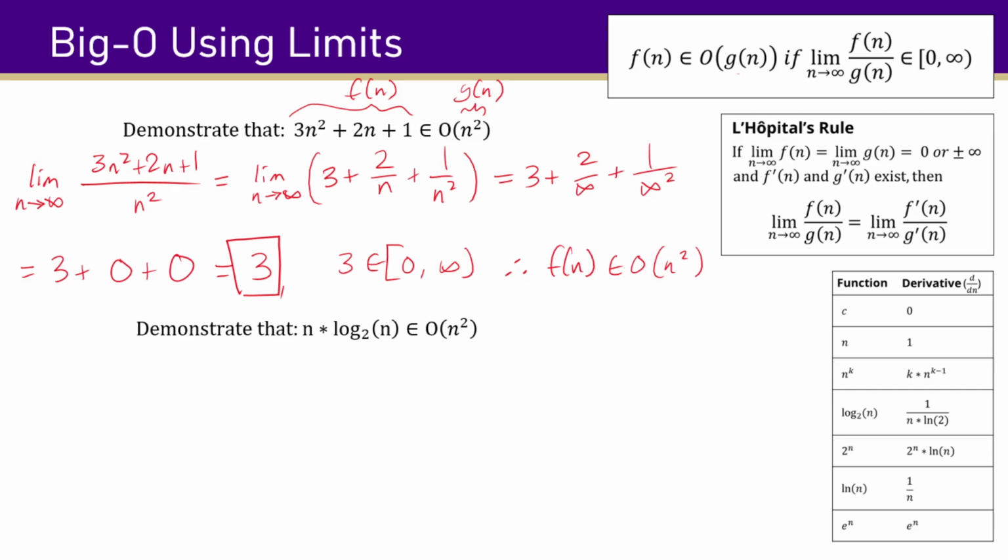All right, let's do that again. Down here, this is our f of n, and this is our g of n. And so we can set up our limit again. We see immediately that we can simplify this to just log base 2 of n over n.